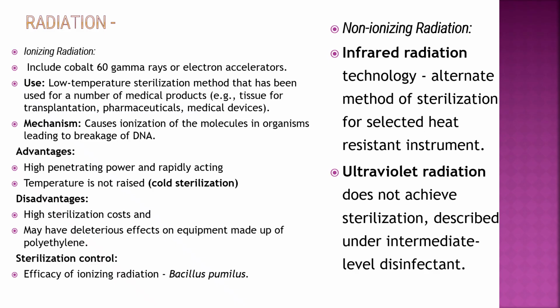Radiation: ionizing and non-ionizing radiation. Ionizing radiation includes cobalt 60 gamma rays or electron accelerators. It is a low temperature sterilization method that has been used for a number of medical products: tissue for transplantation, pharmaceuticals, medical devices. Mechanism: it causes ionization of molecules in organisms leading to breakage of DNA. Advantage: high penetrating power and rapidly acting. Temperature is not raised, so it is also called cold sterilization. Disadvantage: high sterilization cost, and it may have a deleterious effect on equipment made of polyethylene. Sterilization control: the efficacy of ionizing radiation is checked by Bacillus pumilus.